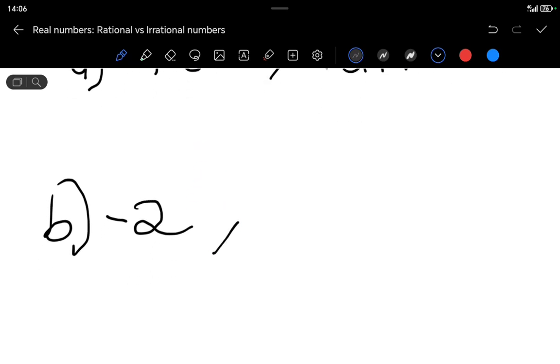Is negative 2 rational, irrational, or neither? It is rational because negative 2 is an integer. It is a negative whole number. That's why it's an integer. It can be written in the form A over B: negative 2 over 1 is still negative 2. So it is a rational number. We say rational.